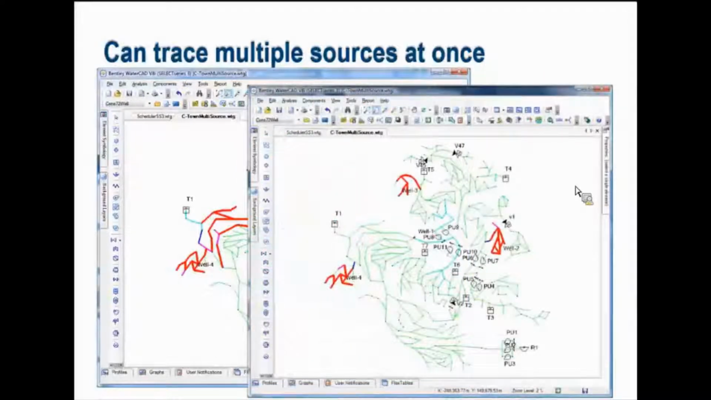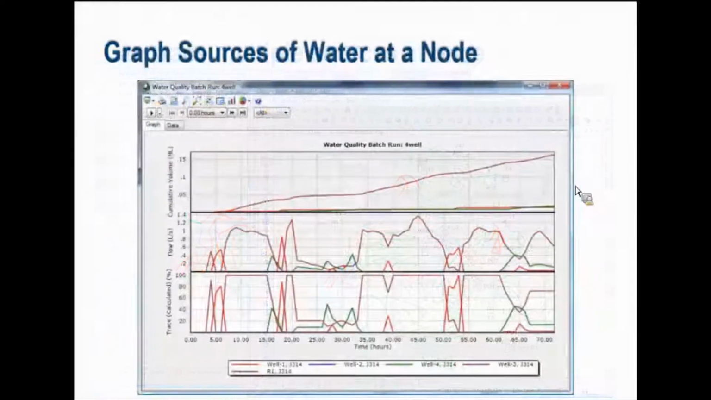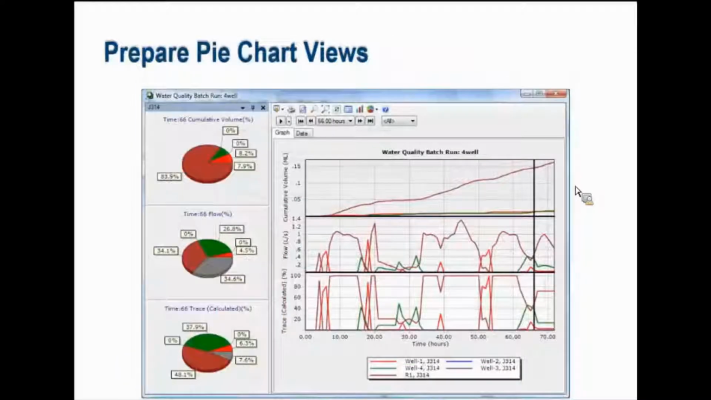And maybe this is before and after operational controls that we've changed and operational highs and low elevations for tanks. And we can now see, based on color coding, we have a lot more mixing in the model simply because we changed up controls in the system. So maybe this is kind of where you're heading. And we can graph the sources of the water at a node. So in this case, we can overlay trace and flow and cumulative volume all on one chart with one scenario. Create some pie charts. We can get really creative in how we demonstrate the model. And don't forget that we can also play the model over time and record the changes in values.